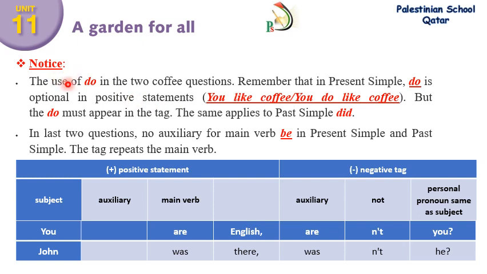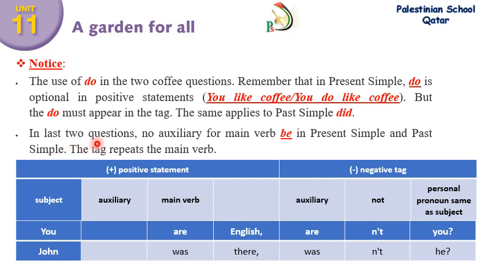Notice the use of do in the two coffee questions. Remember that in the present simple, do is optional in positive statements. You like coffee? You do like coffee. It's optional in positive statements. But the do must appear in the tag. The same applies to past simple did.